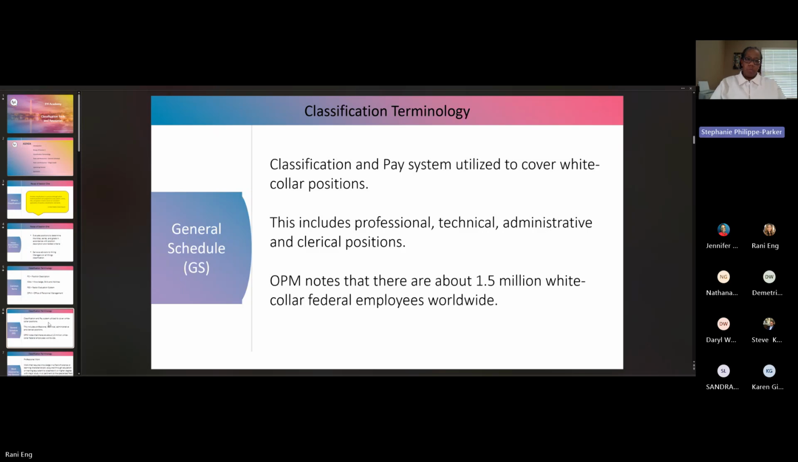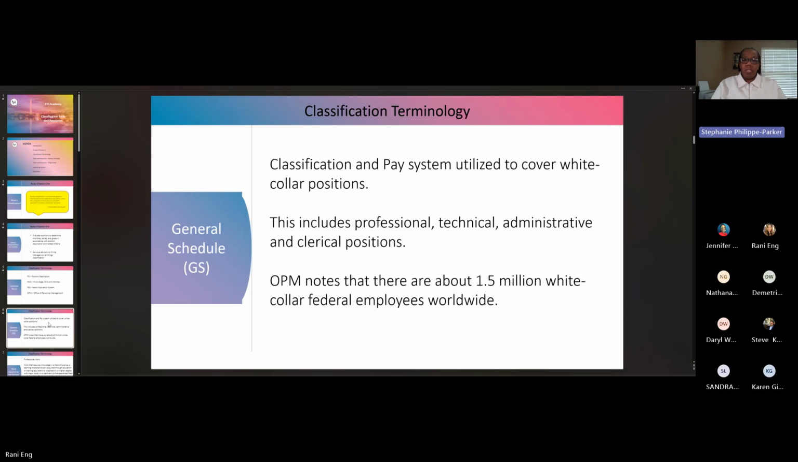One of the first terms as we get into classification terminology that's very likely commonly used for most of you is called the GS, the General Schedule. It's a classification and pay system utilized to cover white collar positions. It includes professional, administrative, technical, and clerical positions. And just as a note, OPM notes that there are about 1.5 million white collar federal employees worldwide.